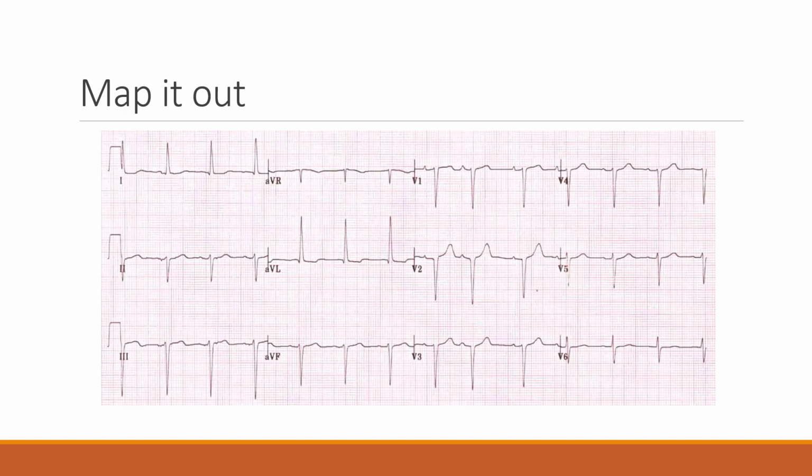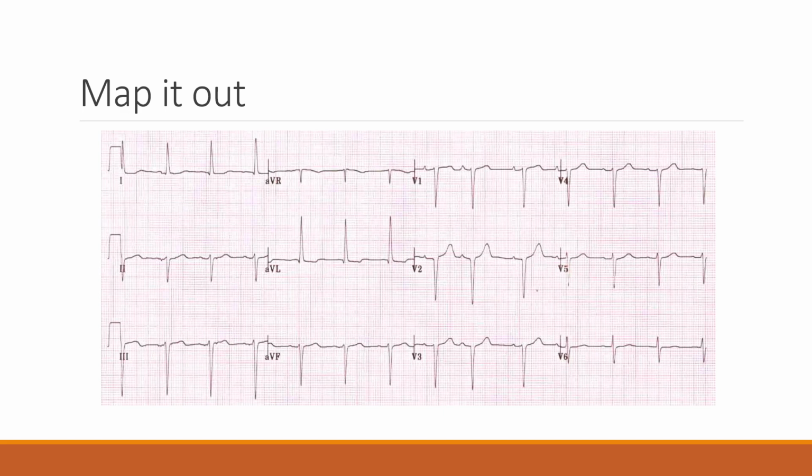If we remember, AVL stands for augmented vector left. It looks over the left shoulder. And so that tells me that from a vertical standpoint, the ventricular depolarization wave is moving towards my left shoulder, which is a left axis deviation. So it's moving up and to the left. And I'll have a map in a second to show you.